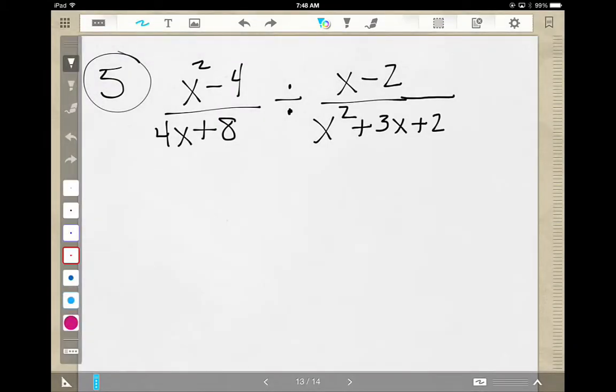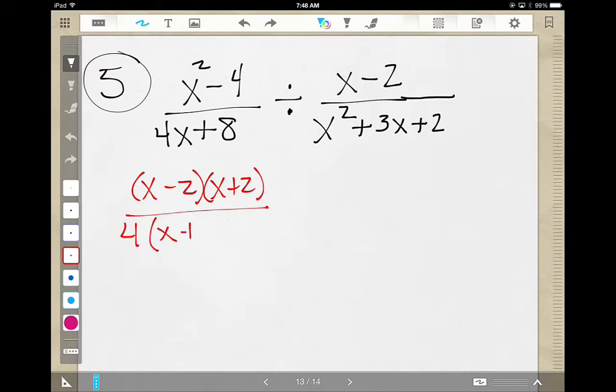You're always going to factor first. So let's write it as x squared minus 4. That would be the difference of squares, x minus 2 times x plus 2. And then I see a common factor of 4 in the denominator, so that'd be x plus 2 divided by, I have x minus 2 that doesn't factor.